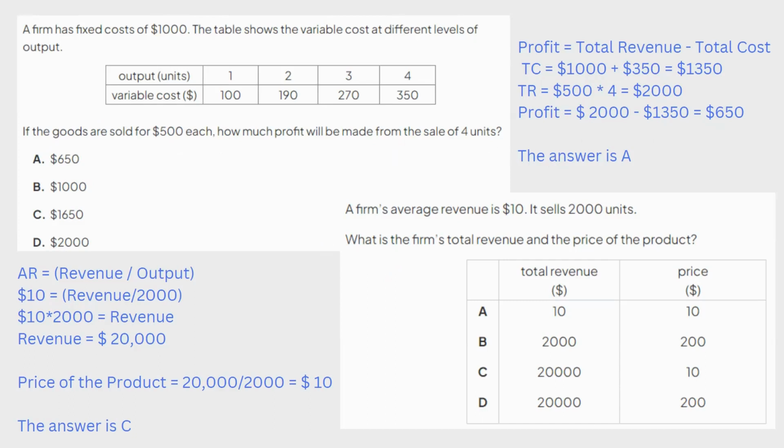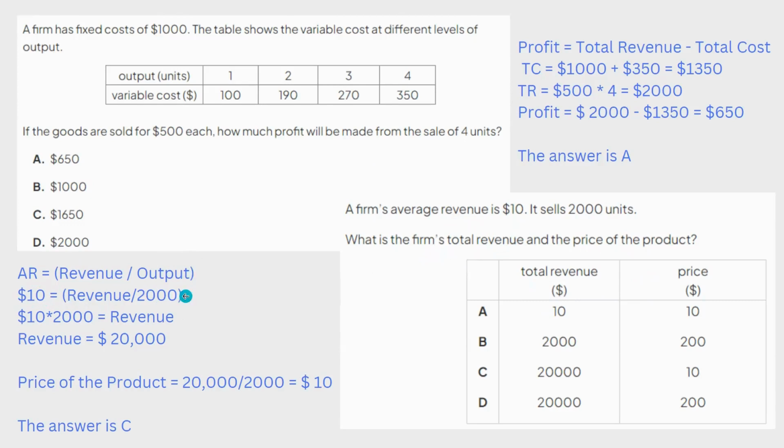So we have a firm's average revenue of $10. It sells 2,000 units. What is the firm's total revenue and the price of the product? Now we have total revenue and we have price. So we have to find out the total revenue of the firm and also the price of the product, which is the unit price. So the formula for average revenue is revenue over output, because average revenue is given to us.